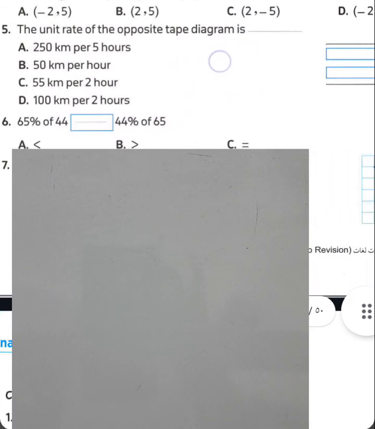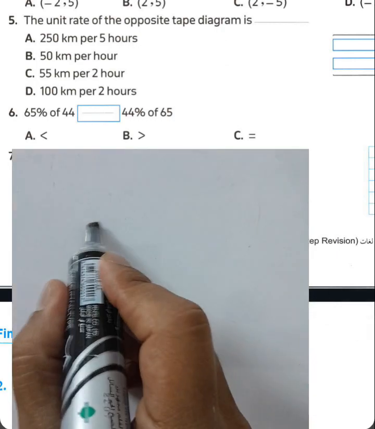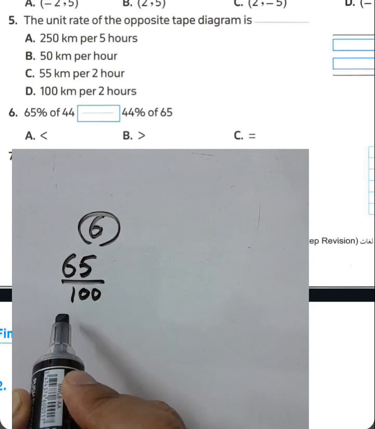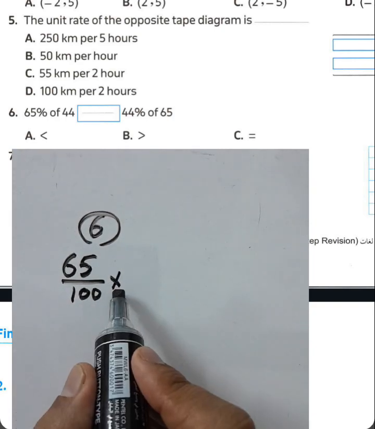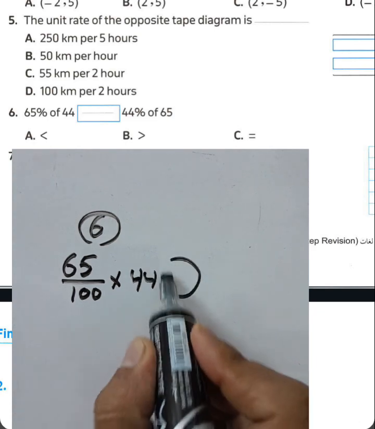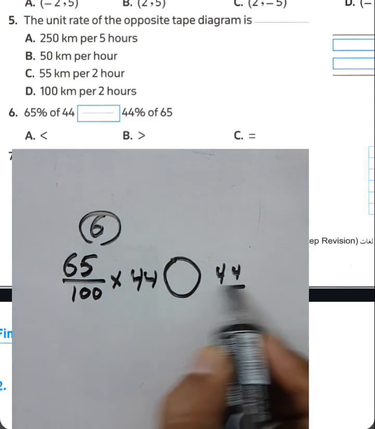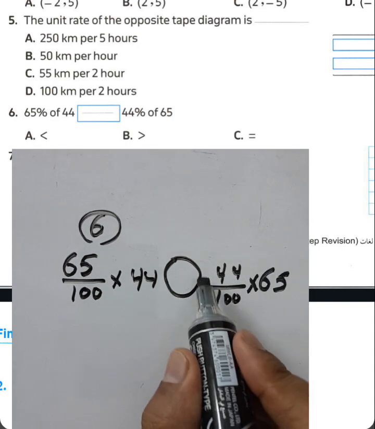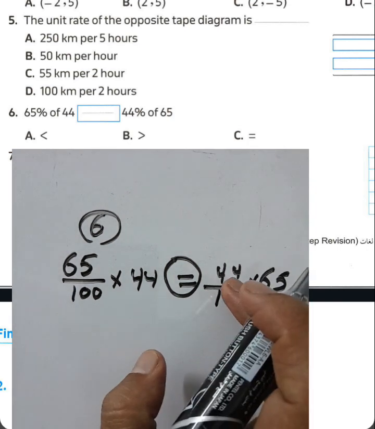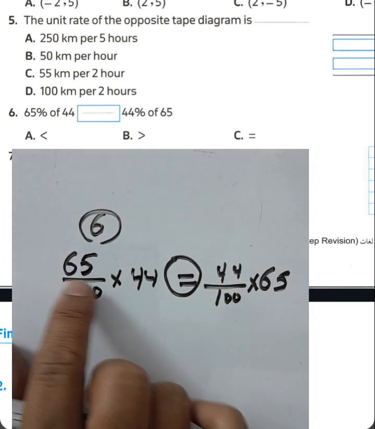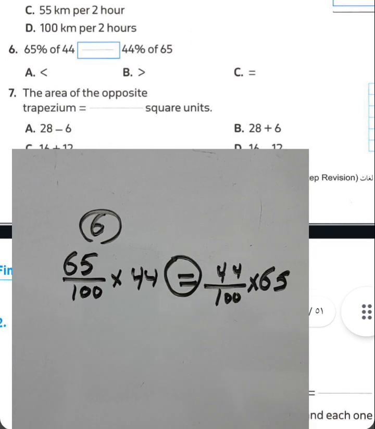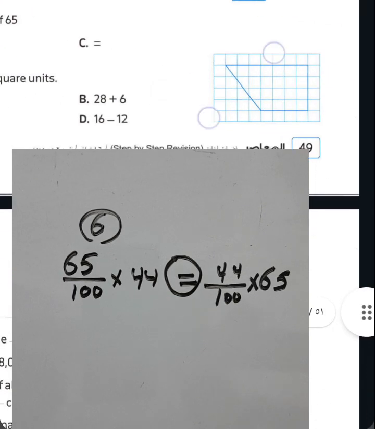Question number 6. Comparing 65% of 44. 65% means 65 over 100 of 44, or 44% means 44 over 100 of 65. We will write equality because 44 times 65 is equivalent to 65 times 44. We can replace the two numbers. Then we must write equal to. Choose letter C.